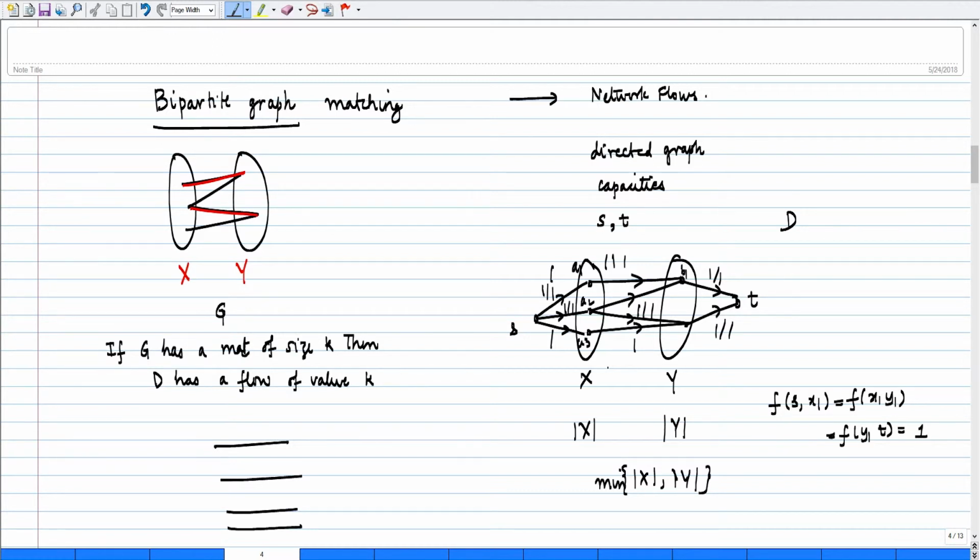So this shows that if G has a maximum matching of size k, then D has a flow of value k. That's all it shows. If you give me any matching of a particular value, I will construct a flow of the same value. Therefore, the max flow in D has value greater than or equal to the max matching in G.